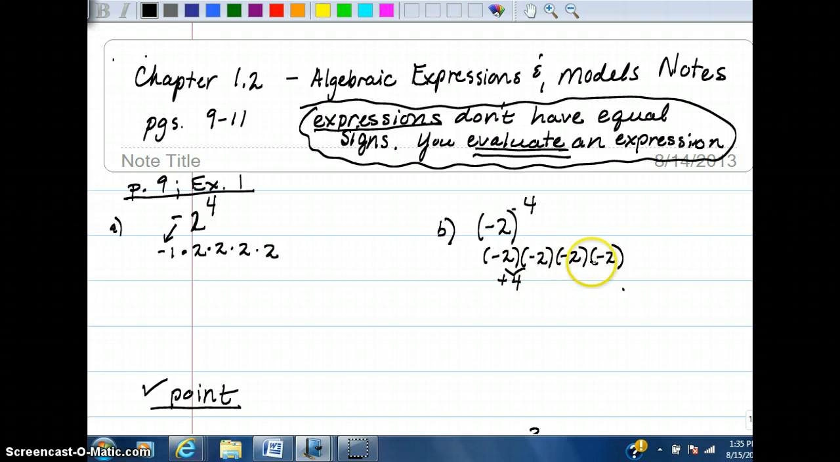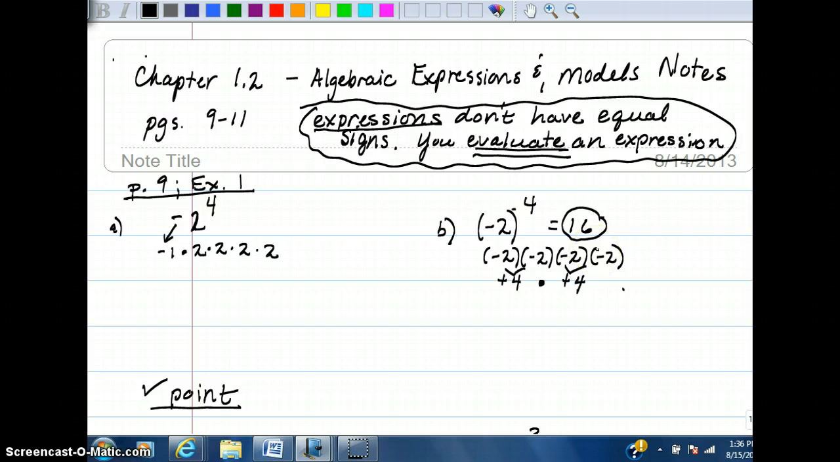Coming over here, negative and a negative is a positive. 2 times 2 is 4. So I now have positive 4 times positive 4, which equals 16. Circle your answer, please. So negative 2 in parentheses to the fourth power is positive 16. I'm going to be asking you to show work, not much, but I am going to be asking you to show work because the IB testing requires that.